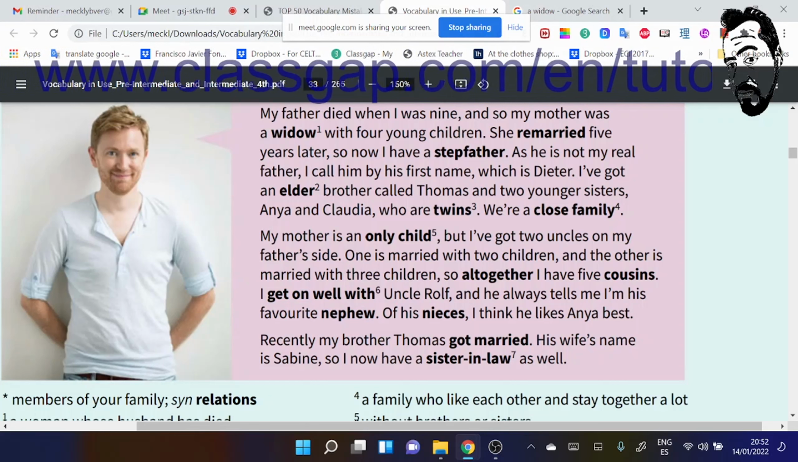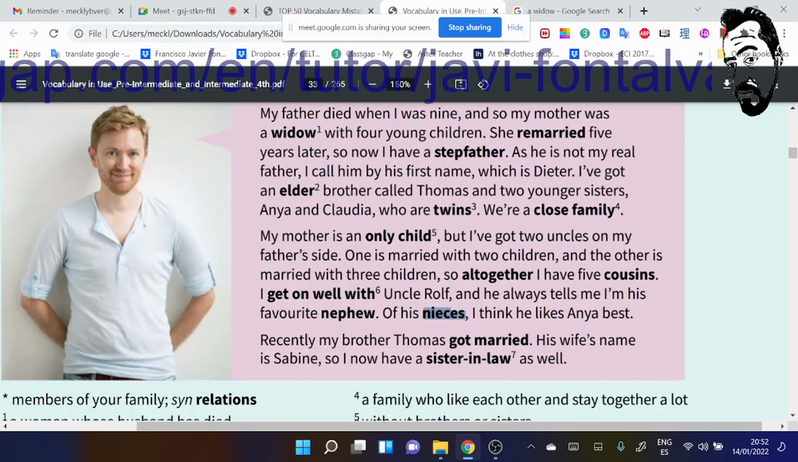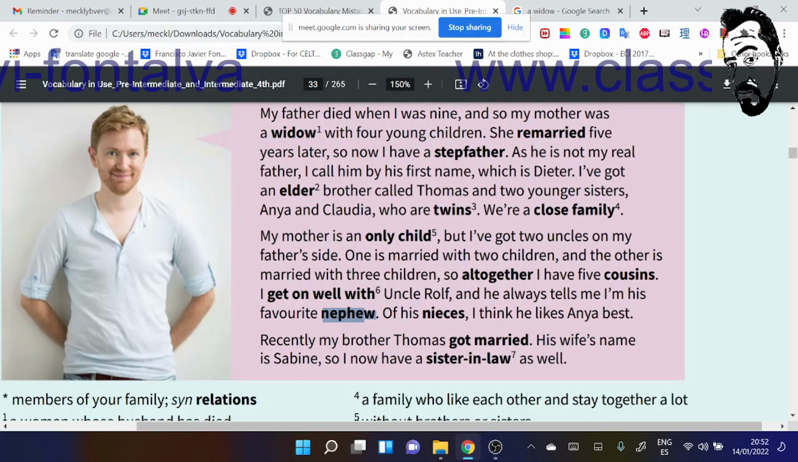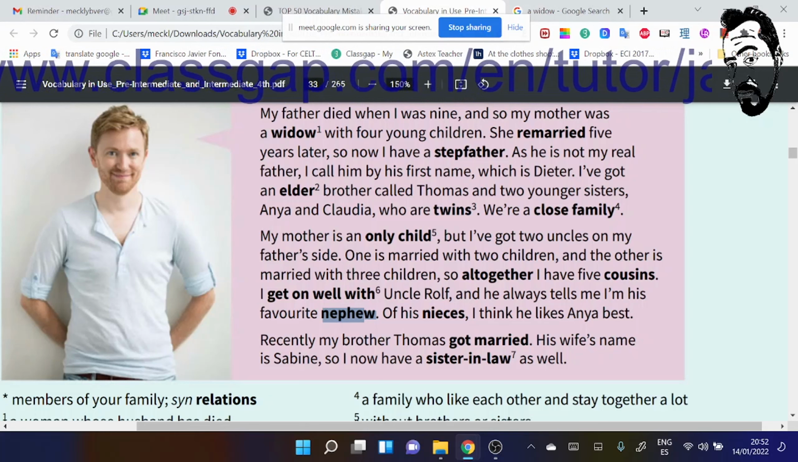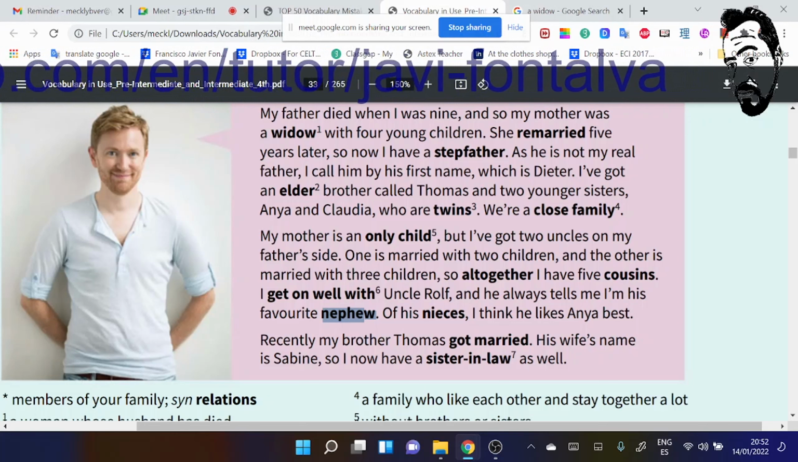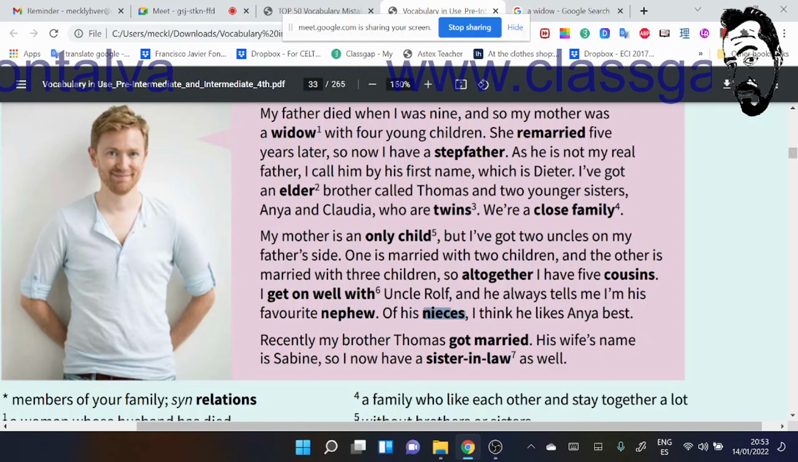Nephew and niece. For example, I have a brother and a sister, and they have children. So their children are my nephews and my nieces. If you have a brother or a sister and they have children, they would be your nephews or your nieces. Nephew for men, and niece for women.